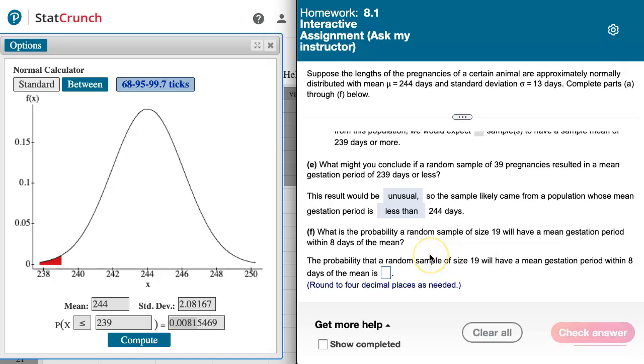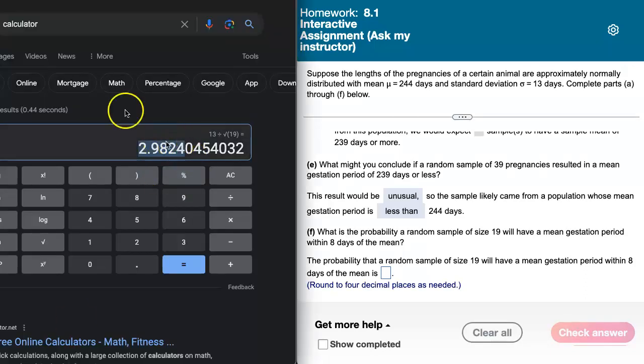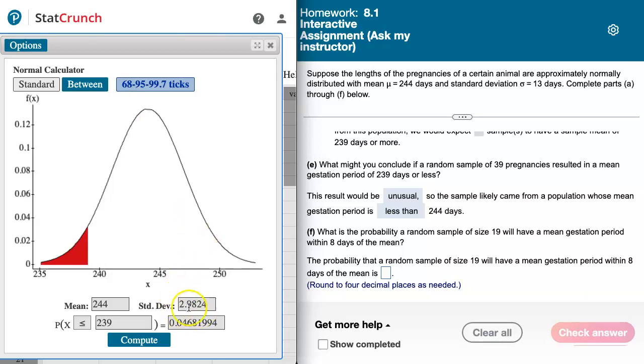Okay, so next we're asked what's the probability that a random sample of size 19 will have a mean gestation period within 8 days of the mean. So we need to go back and recalculate that standard deviation that we had before, and update that here in our normal calculator, as well as change some other things. So let me first grab that value for the sample size of 19. Okay, so I've redone that here and I've pasted it here.